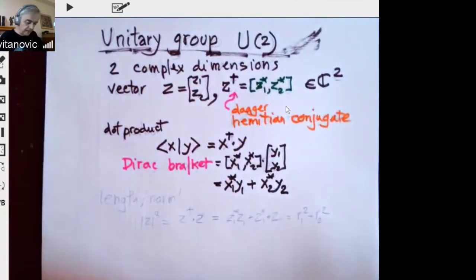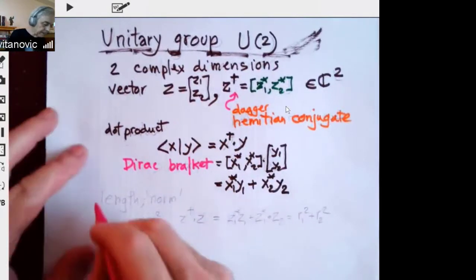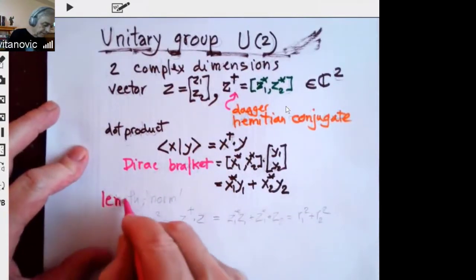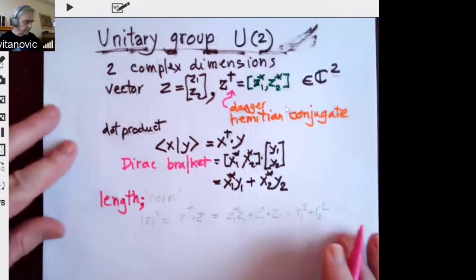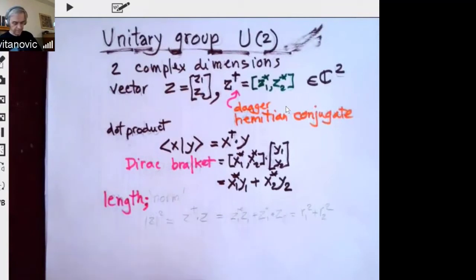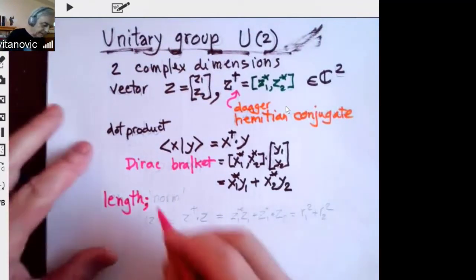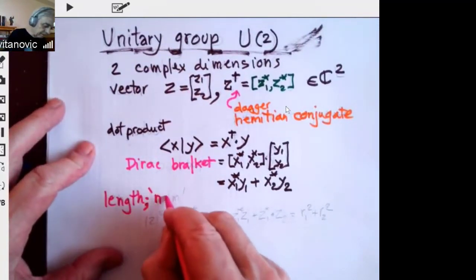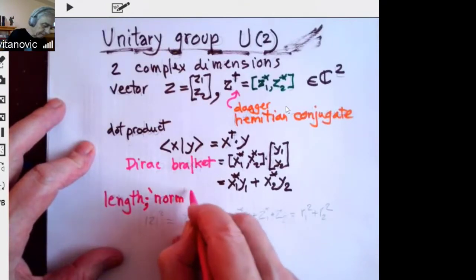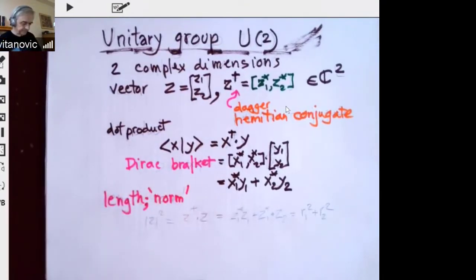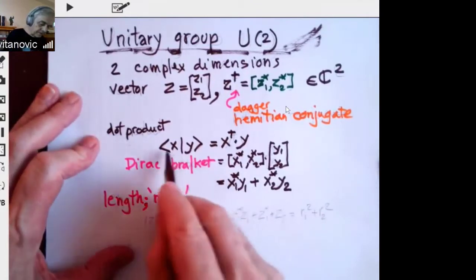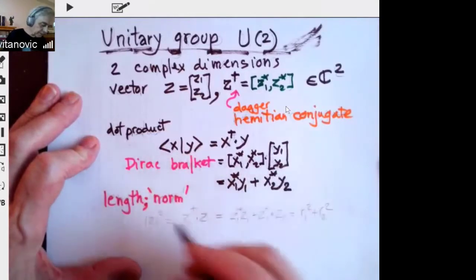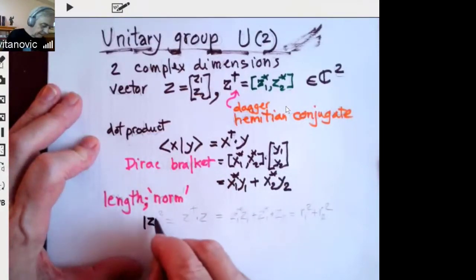And now you can define length by Pythagoras theorem. But because this is a special case of many ways of defining lengths, mathematicians call this the norm. And norm is just a dot product of a vector with itself. You can write it as vector z, absolute value squared.